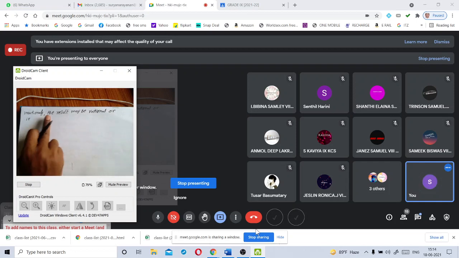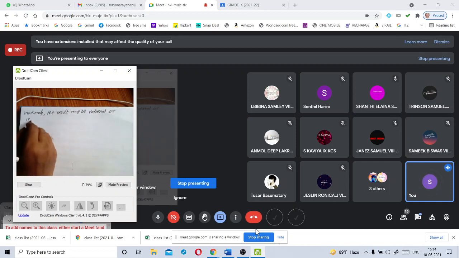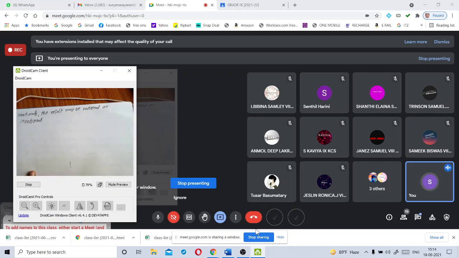Irrationals. The result may be rational or irrational. So the resultant number may be a rational number or an irrational number. When you are adding two irrational numbers, the result may be a rational number or an irrational number.